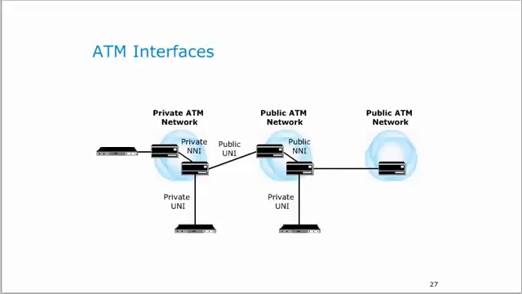As the slide shows, UNIs and NNIs can be further subdivided into public and private UNIs and NNIs depending on whether the switch is owned and located at the customer's premises or publicly owned and operated by the telephone company. An additional specification, the Broadband Intercarrier Interface, or BICI, connects two public switches from different public network providers or carriers.